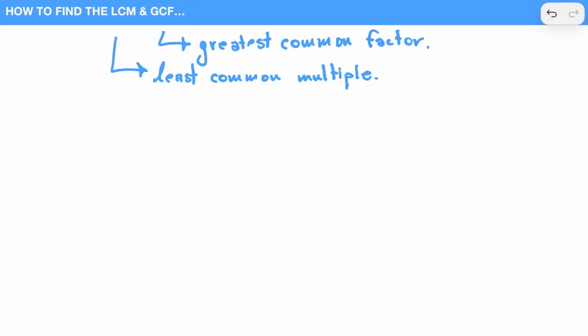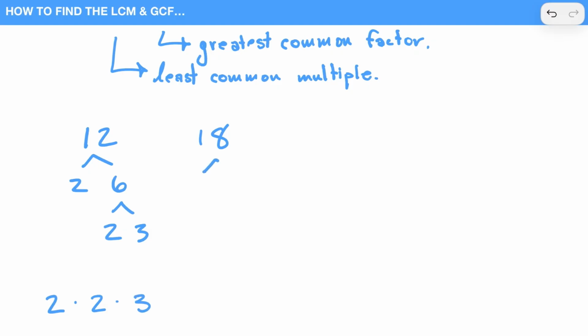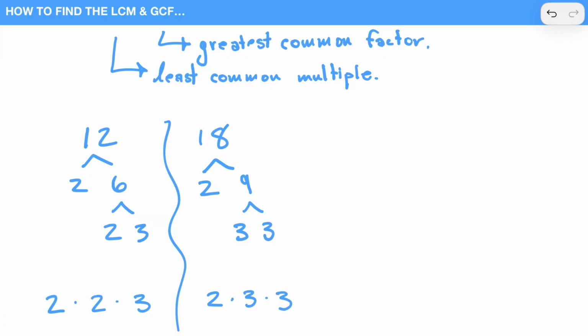What's another way? Well, let's do 12 and 18 again. It actually might help if we use the prime factorization method. If I split 12, we get 2 and 6. 6 is then 2 and 3. So 12 is 2 times 2 times 3. And 18, we can split this into 2 and 9, and 9 into 3 and 3. In other words, 2 times 3 times 3.